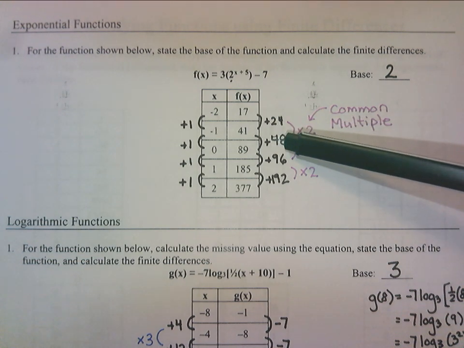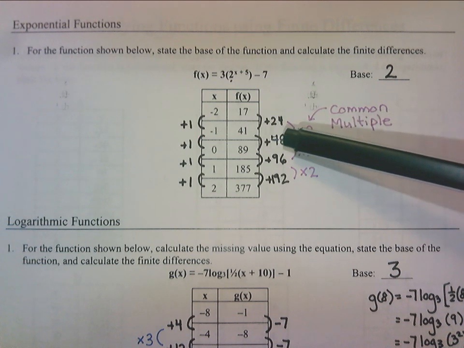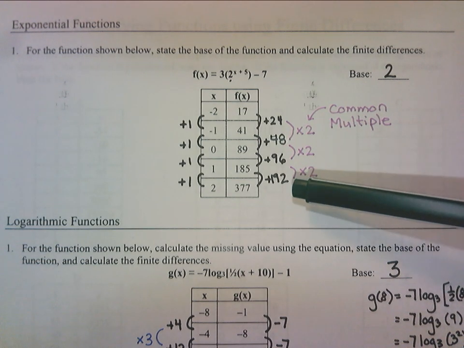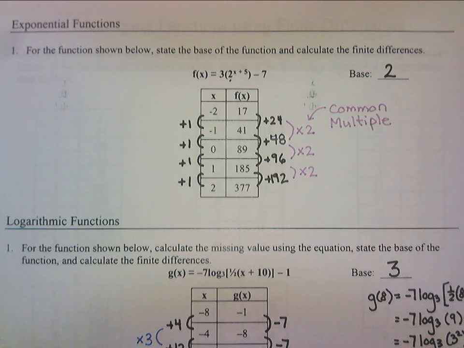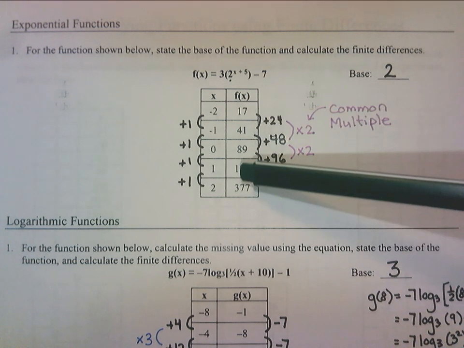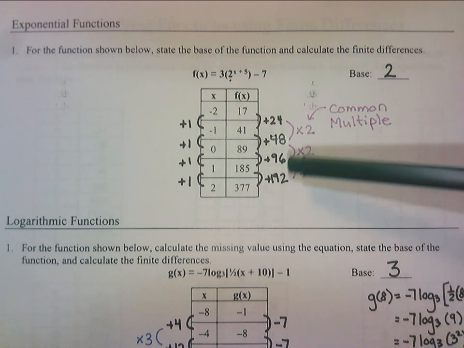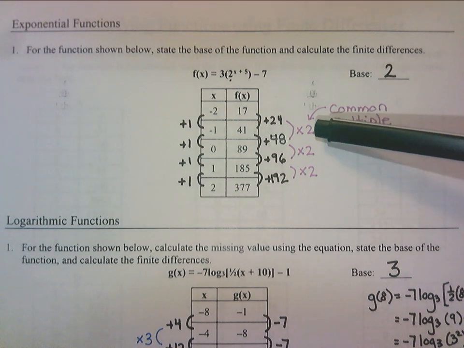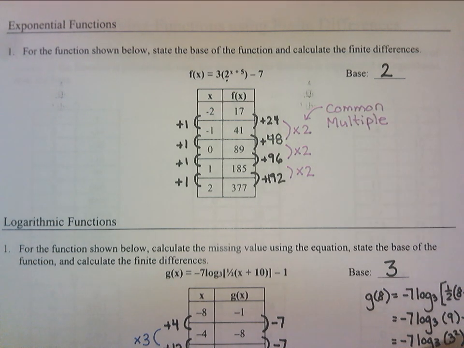So I took 48 and divided it by 24, and I found that it was being multiplied by 2. 24 times 2 is 48. I took 96 and divided it by 48 and got 2. And I took 192, divided it by 96, and also got 2. So when something is exponential on the y side, once you've done the differences once, those differences should have a common multiple. They should either all be multiplied by the same number, or divided by the same number, but that's what we're looking for when something is exponential.